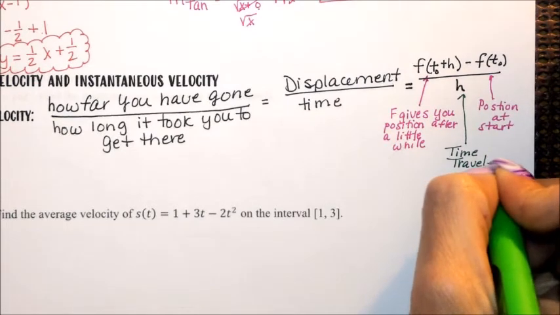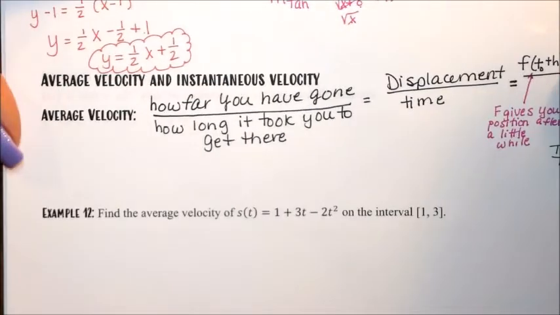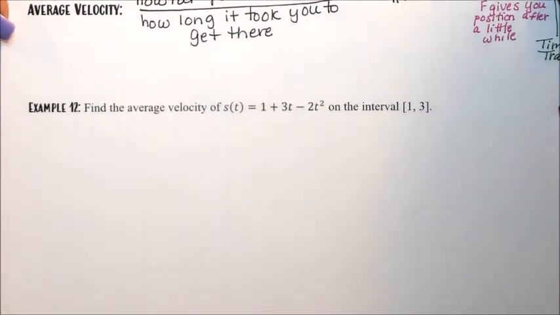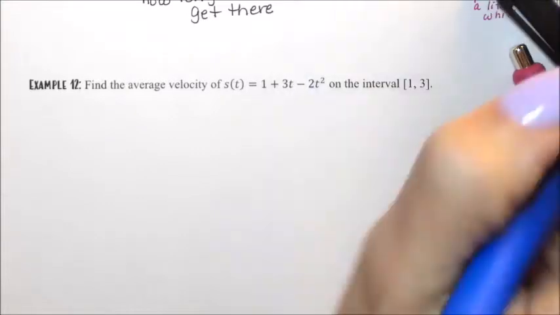Recognize that equation? I hope so, because we've been doing it the last couple of days. All right, so here we go. Find the average velocity of s of t equals 1 plus 3t minus 2t squared on an interval of 1 to 3. Kind of let you think about it for a minute.